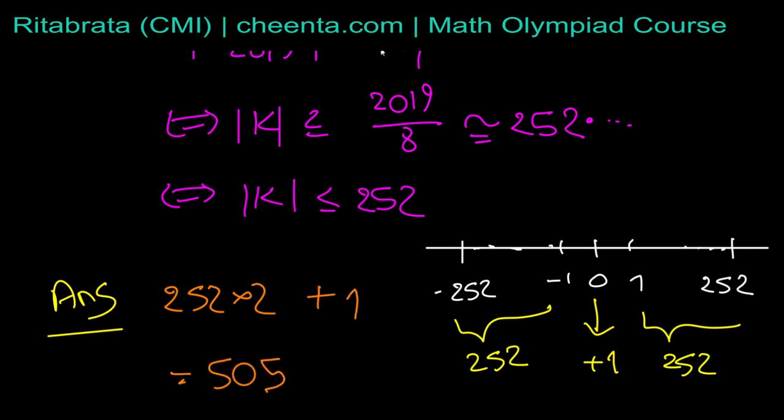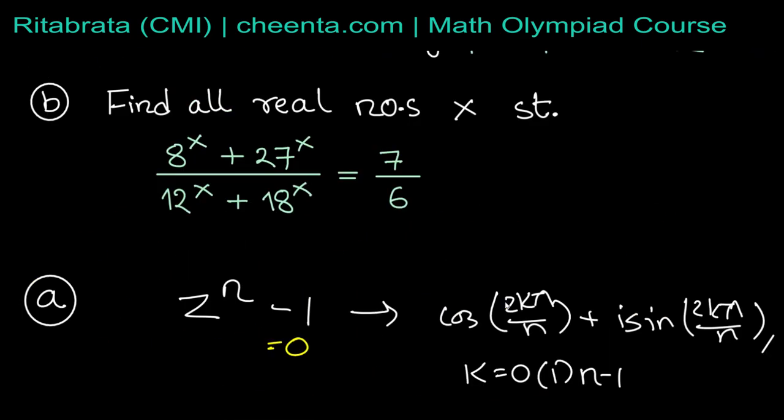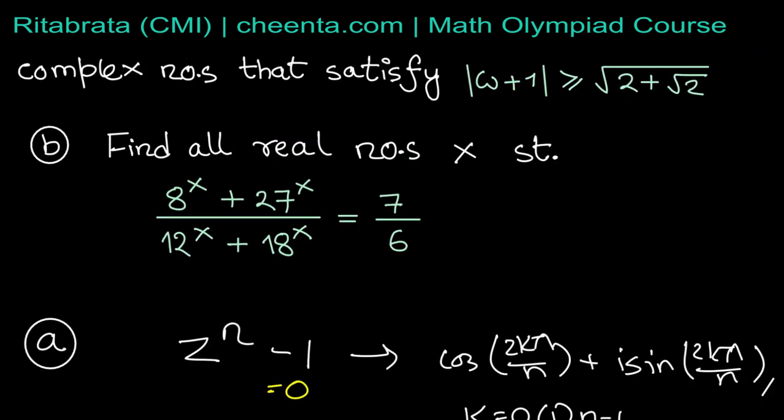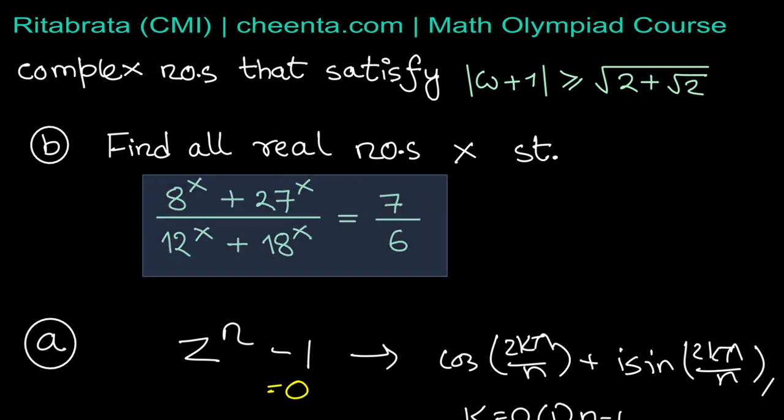So among the 2019 roots of unity, only 505 satisfy mod of 1 plus omega greater than or equal to root 2 plus root. So this solves the first question. Now what do we have for the second question? We have to find all real number sets such that this thing holds.